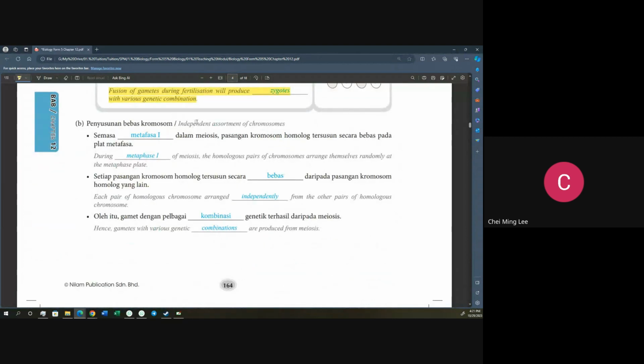Now, second, the independent assortment of chromosomes. During metaphase 1 of meiosis, the homologous pairs of chromosomes arrange themselves randomly at the metaphase plate. Each pair of homologous chromosomes arranges independently from other pairs of homologous chromosomes, and that's why gametes with various genetic combinations will be produced.